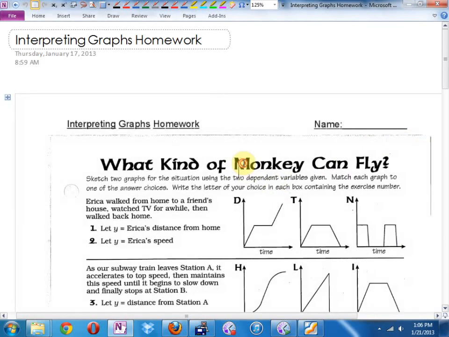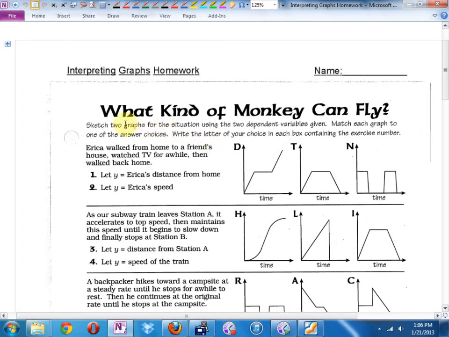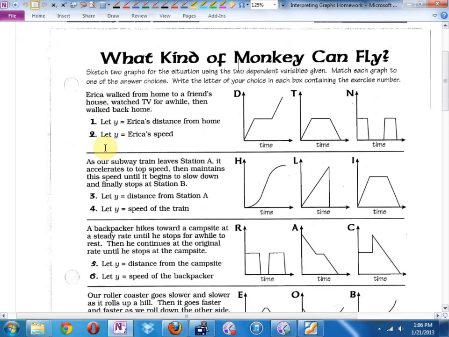So, the first one says, what kind of monkey can fly? Sketch 2 graphs for the situations. Match each graph to one of the answer choices. And write the letter of your choice. So, Erica walked from home to a friend's house, watched time for a while, and then walked back home. In your 2 quick sketches, and you can do them, I think, on here if you sketch small, or you can do it on a separate piece of paper. In the first graph, you're going to let the y-axis be the distance from home, or you can simply ask which of these would be the correct graph if you were graphing distance versus time. In the second graph, speed versus time.